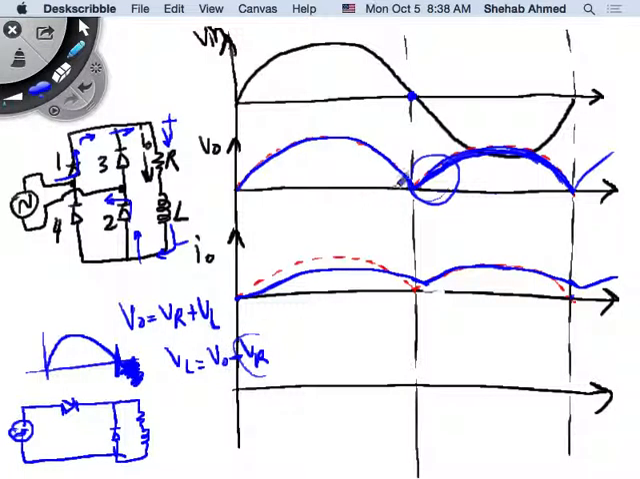Because V output is small initially. V output is 0 initially, right? So if V output is initially 0 and VR has a value because there's current flowing in the circuit, then VL is negative. So for a little bit, VL is negative. Initially, VL is actually negative. That's why the current was falling down, right? But then at some point, V output starts to increase, and the current was falling down, so VR was decreasing. So the combination becomes positive, and VL becomes positive again. This is what defines the flipping point. Okay.